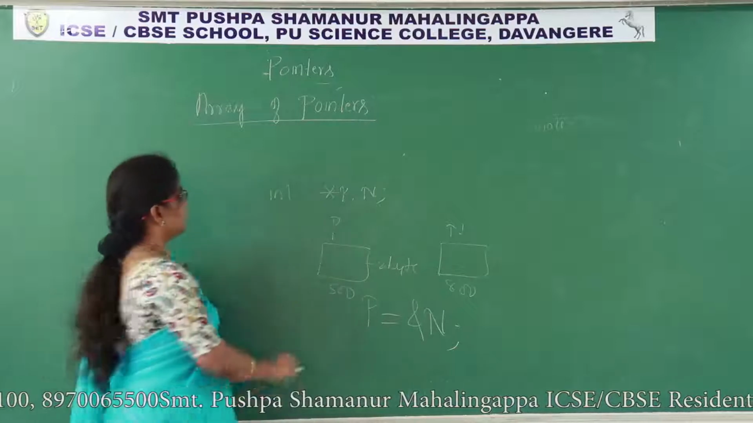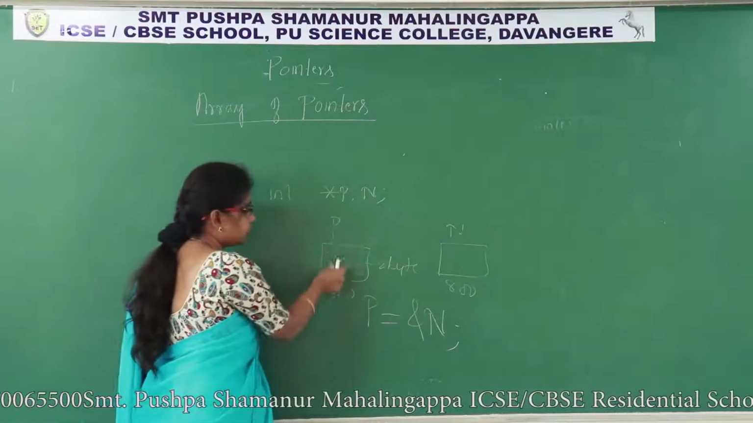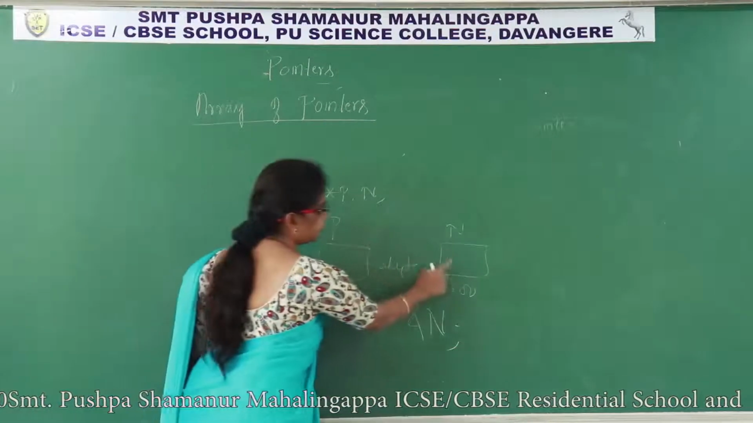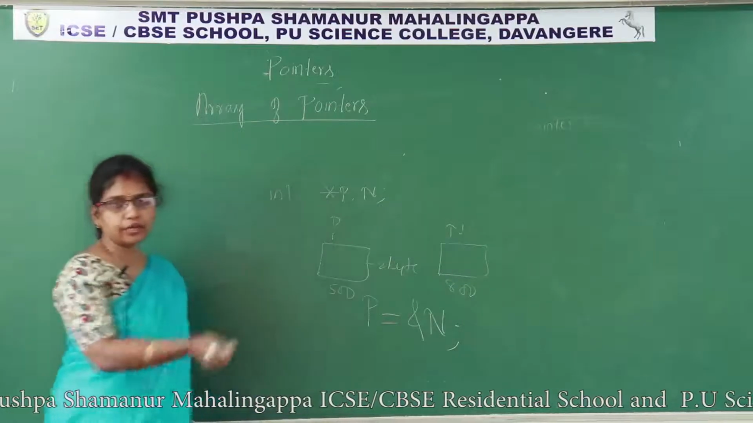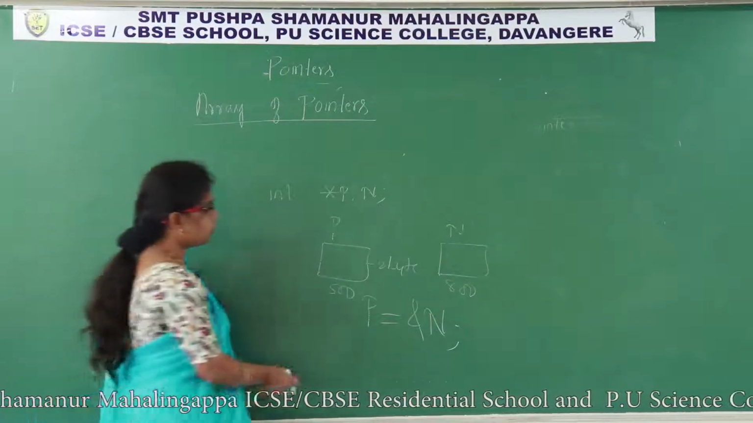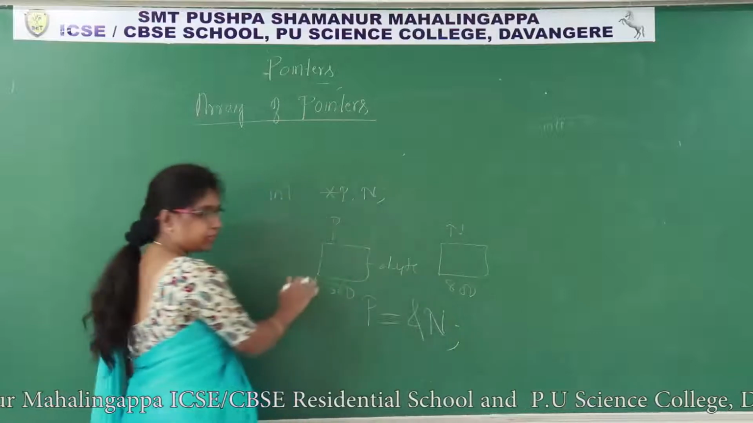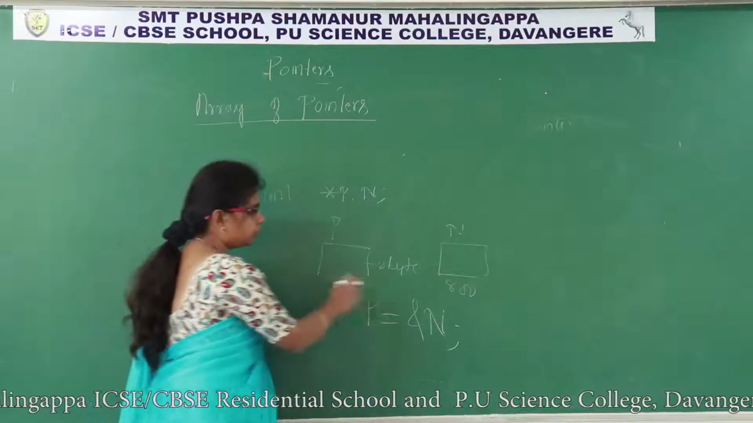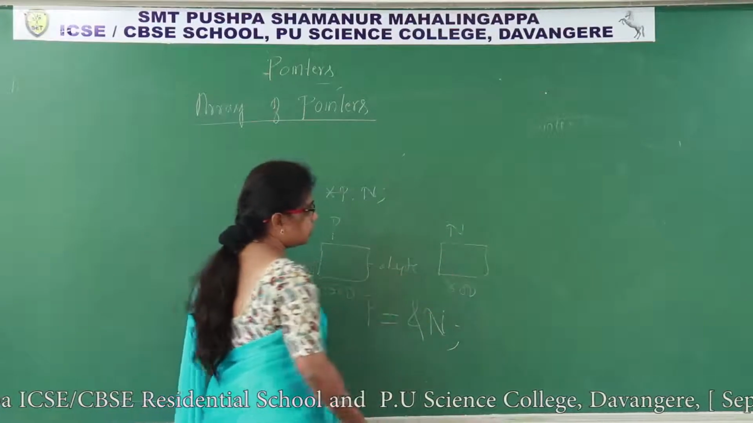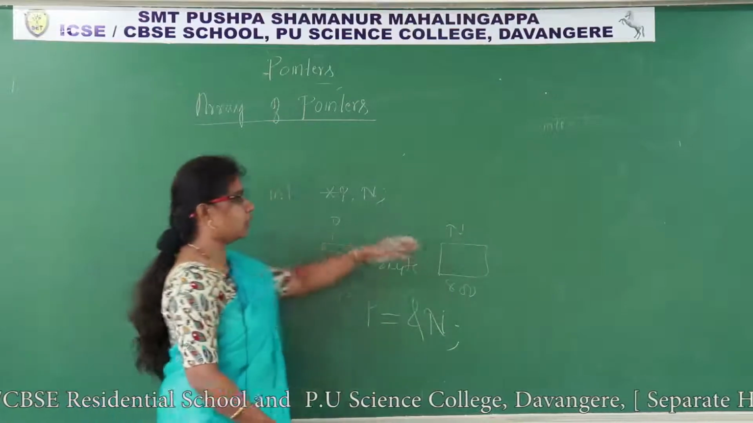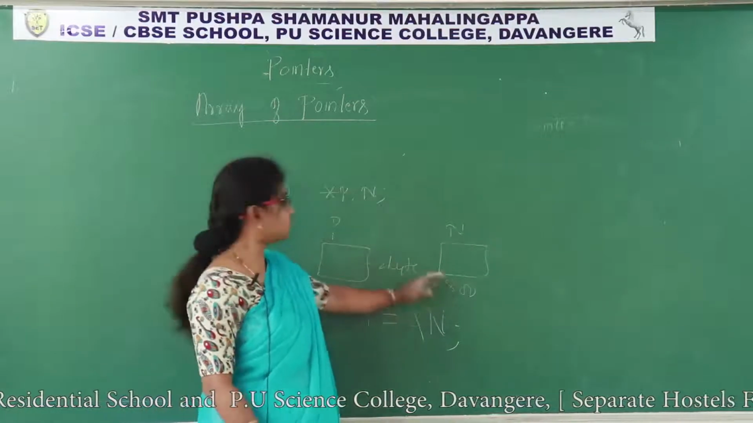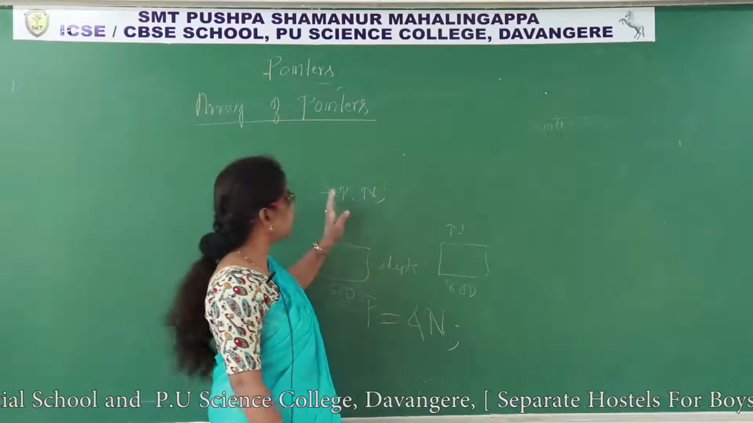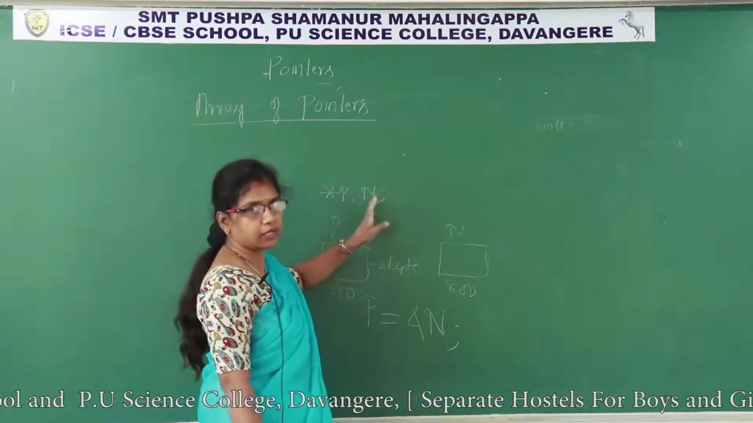Okay, see here, for this there is only one pointer and one normal variable. During execution, the address of n will be allocated to P and we can input a value into n either through pointer or through n. There are only two memory locations. One is pointer, another one is normal variable.